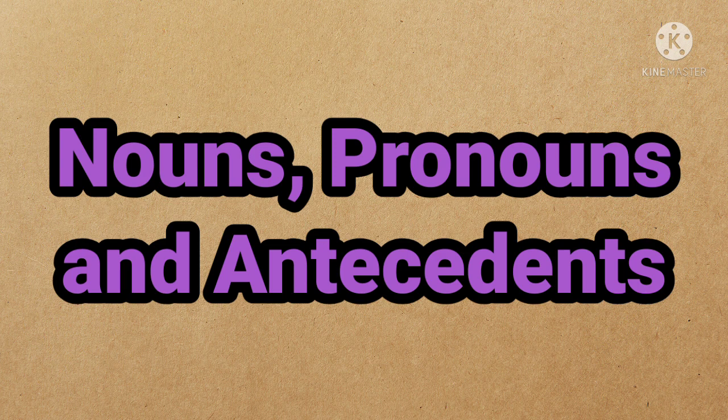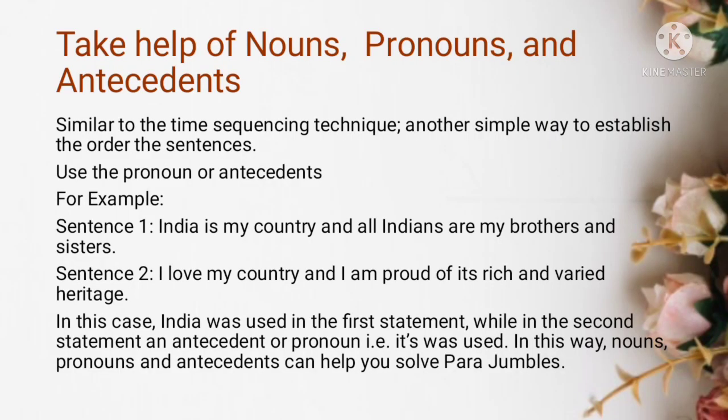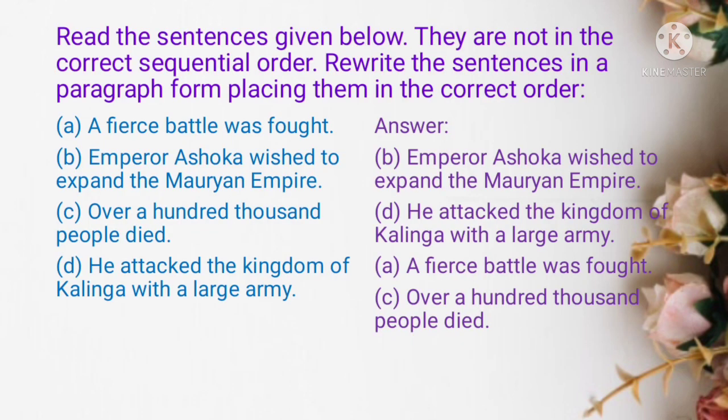Let's see the example here. India is my country and all Indians are my brothers and sisters. Then the next sentence is, I love my country and I am proud of its rich and varied heritage. So here India is a noun. I love my country: I is a pronoun. Again, I am proud of its rich: it is also a possessive pronoun, relating to India. So in this way they help us to form the next sentence. So nouns, pronouns, and antecedents that come before the noun also help us to form a correct order of sentences.